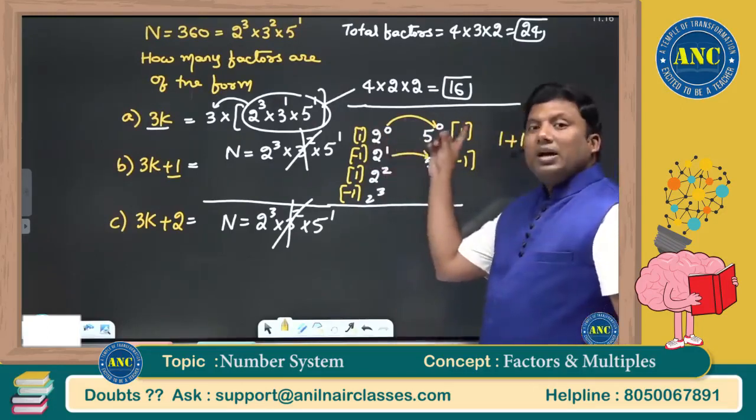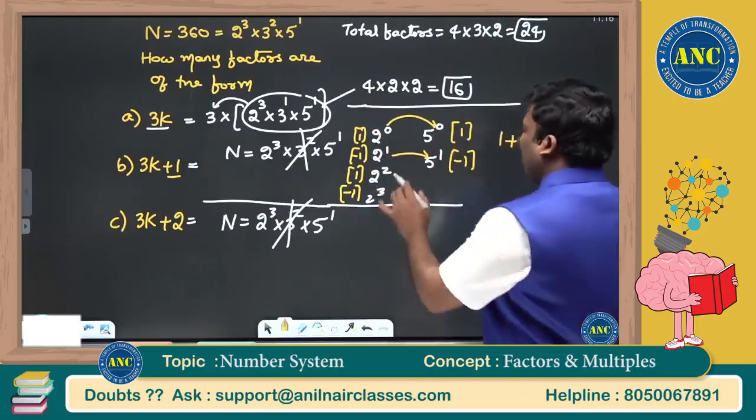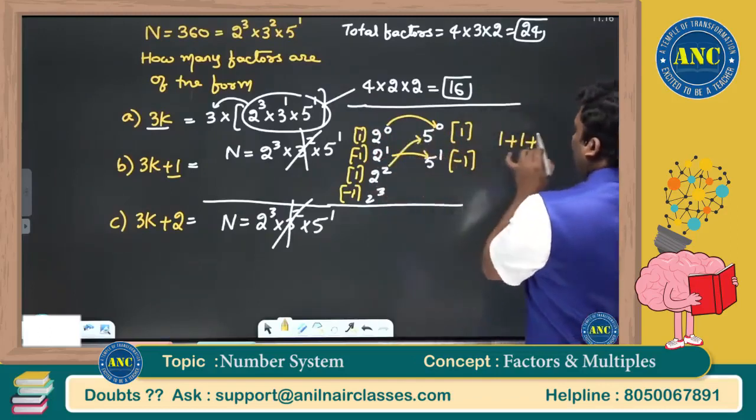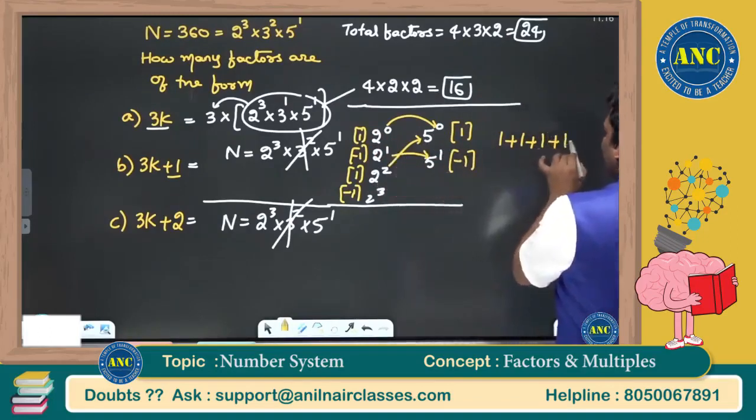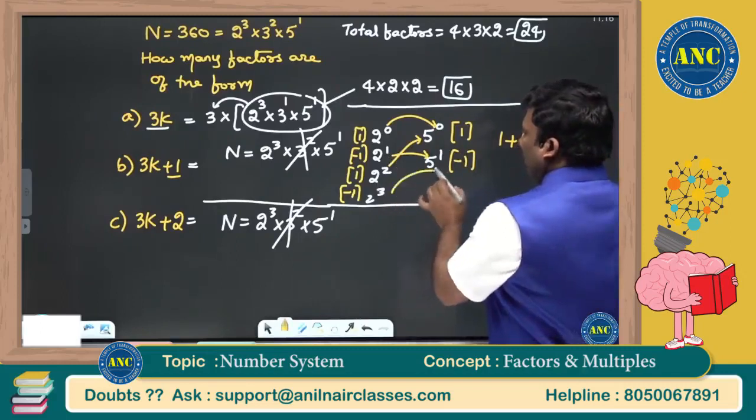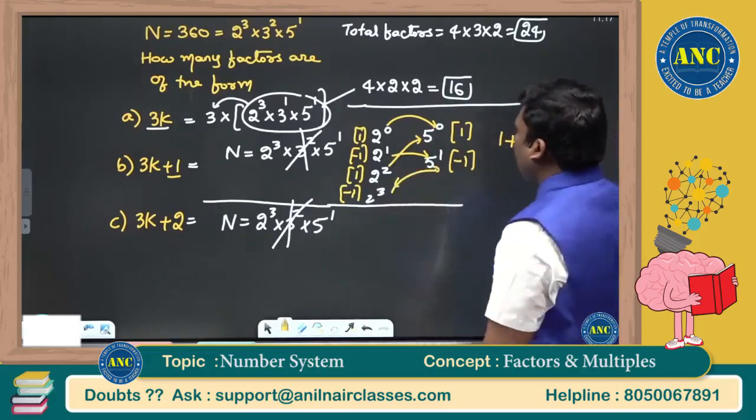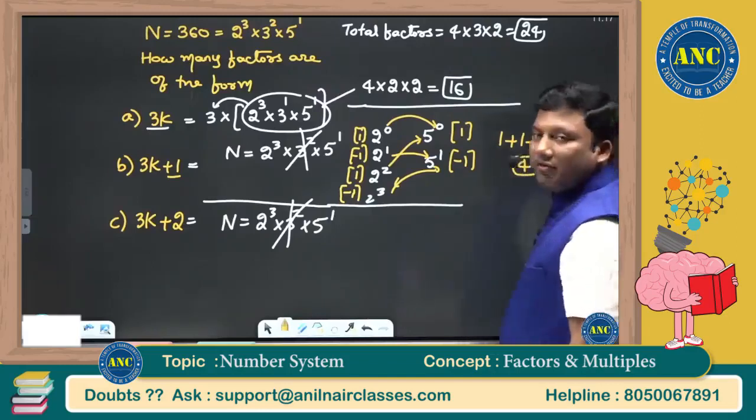1 should be multiplied by 1 to get 1. Minus 1 should be multiplied by minus 1. 1 into 1 is 1, and minus 1 into minus 1 is again plus 1. Here minus 1 into plus 1 does not work. I hope it is clear. So totally, 4 cases we got. What are those 4 cases?